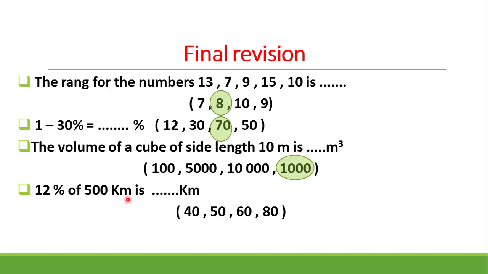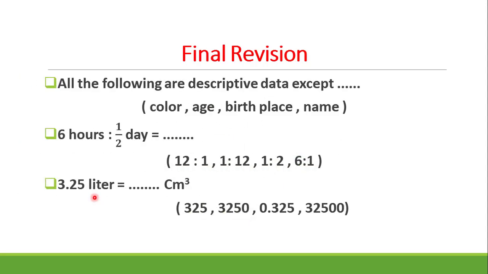12% of 500 kilometers is how many kilometers? To calculate the percentage of a number, just multiply by 12 over 100. 12% means 12 over 100. So I'll multiply 12 over 100 times 500. The result will be 60. The following are descriptive data except: age. Yes, of course age, because age is a number.